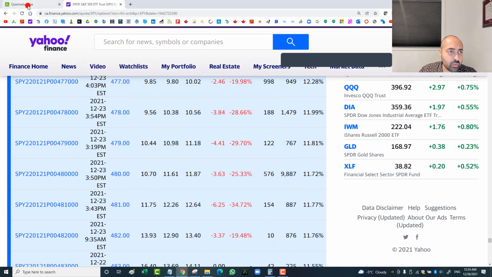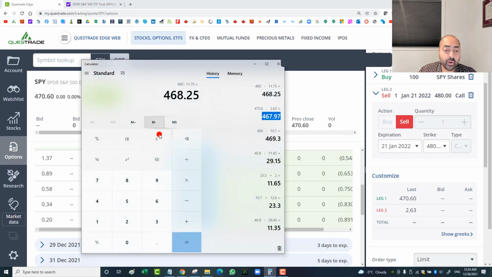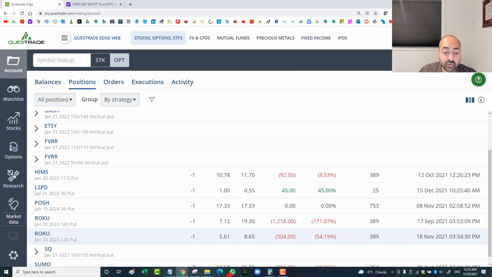So in terms of execution, all you have to do is buy the put. But before you buy the put, you need to know what your break even is. To know your break even, just take your strike minus what you're going to have to pay to close the trade. In the example of Lightspeed, my strike is 30 and I'm going to have to pay 55 cents to close it.